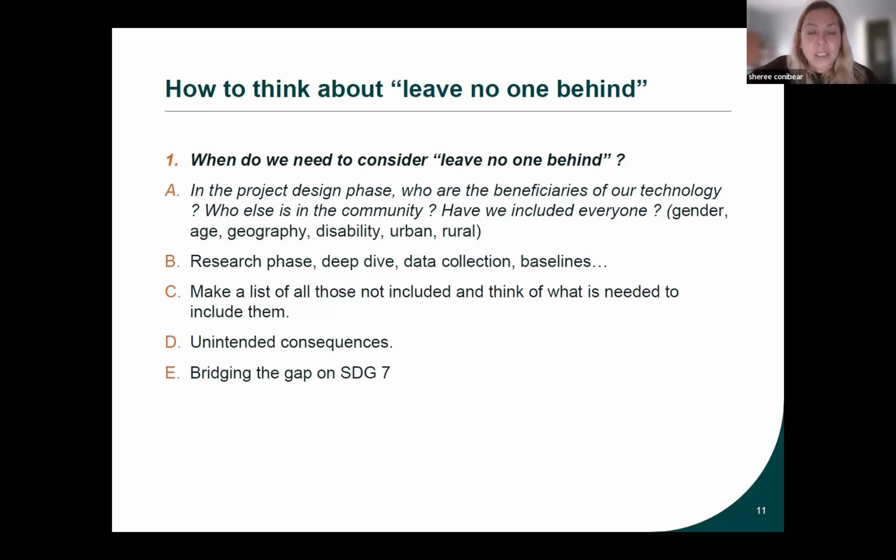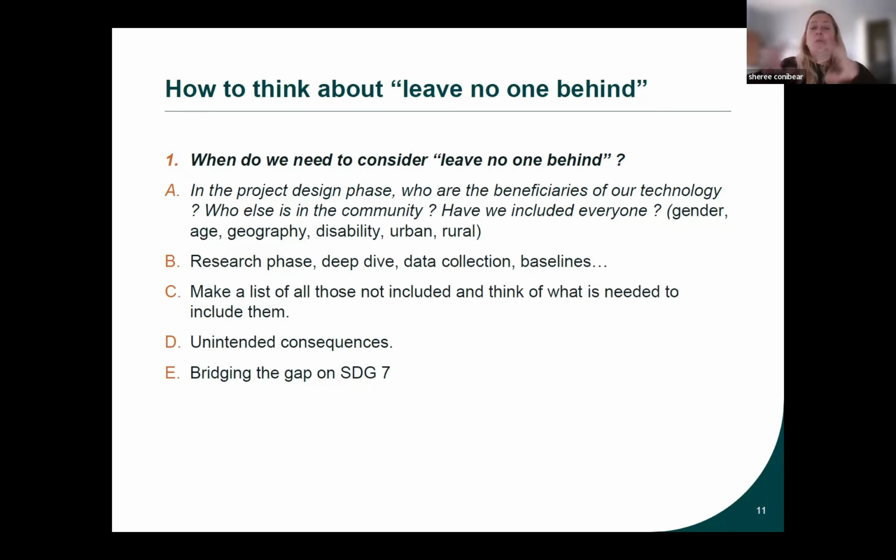Who are these beneficiaries? Are they men? Are they women? Who else is in the community that you've left behind and not thought about including as part of that design as well? So have we included everybody within that geographic location that we're aiming to impact? When you think about a concept, and if you're thinking of designing something related to cooling or something related to agriculture, think about the location that you want your technology to be in.